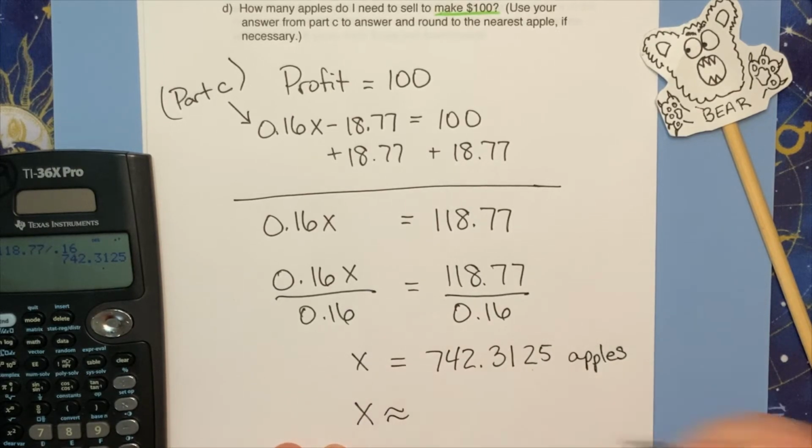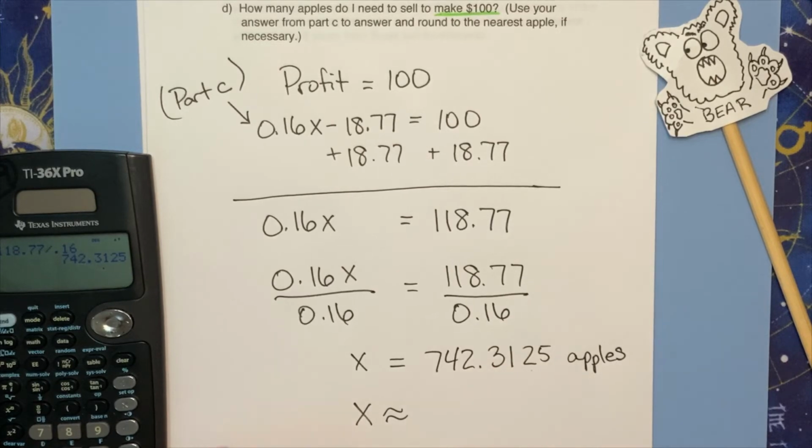So I'm going to put in my wiggly equals saying, okay, I'm rounding. Everyone stand back. I want to round to the nearest apple, so that's going to be this digit. So I go to this digit, and I see that this digit right here tells me that I'm going to round down. So I'm going to say it's approximately 742 apples.